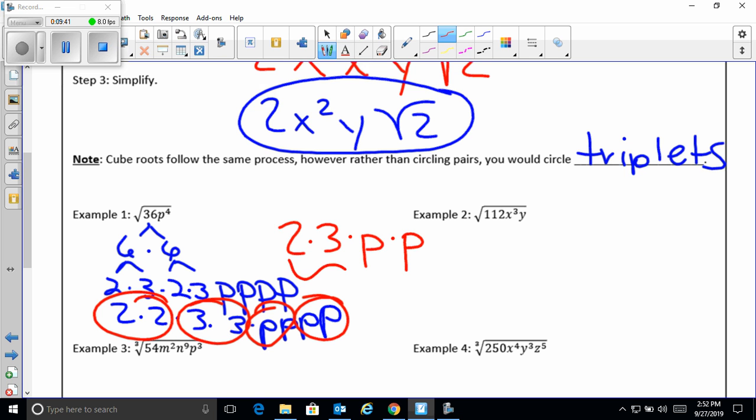Last step is always to clean that up. I'm not going to leave that as 2 times 3 times p times p. Who wants to say that? I don't. I'm going to make it 6. 2 times 3 is 6. p squared. That's my answer.